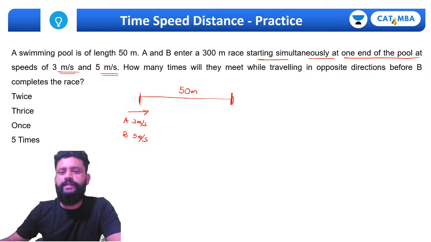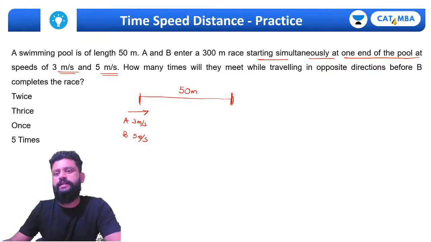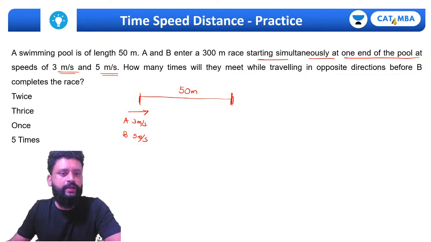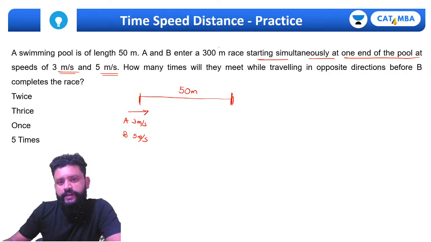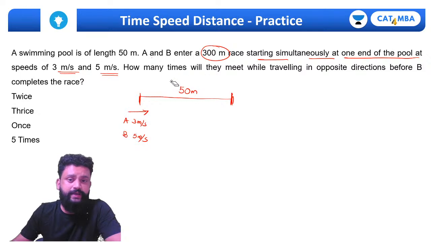How many times will they meet while traveling in the opposite direction before B completes the race? The race is 300 meters, and going and coming back is 100 meters. So how many rounds will they have to do? They will have to do 3 rounds, right?